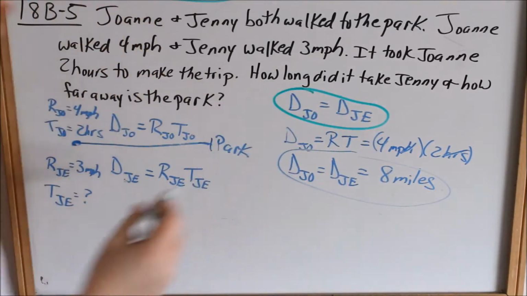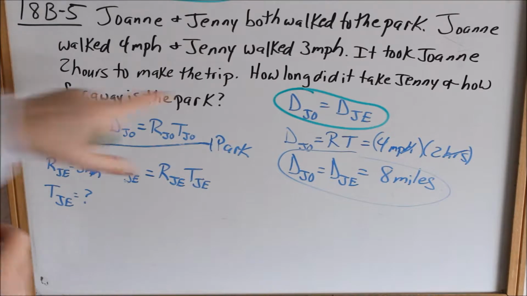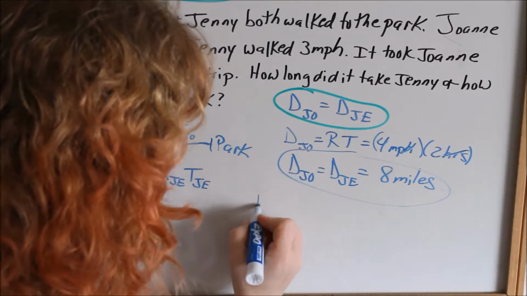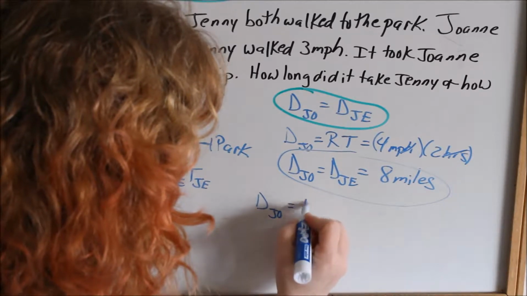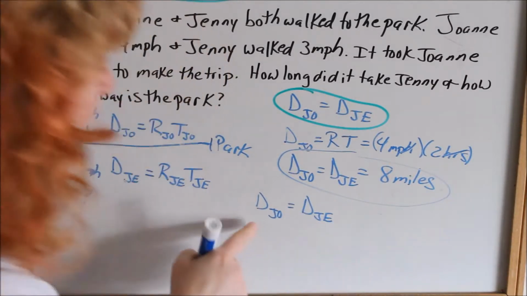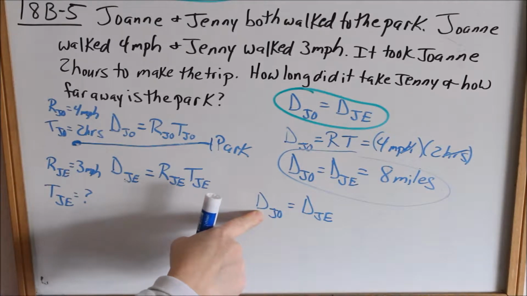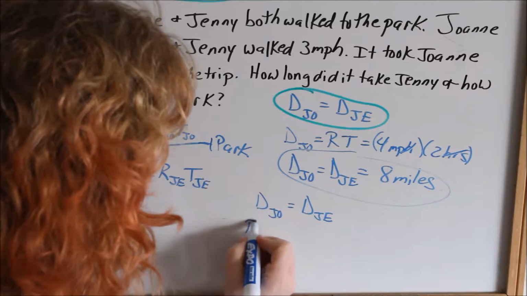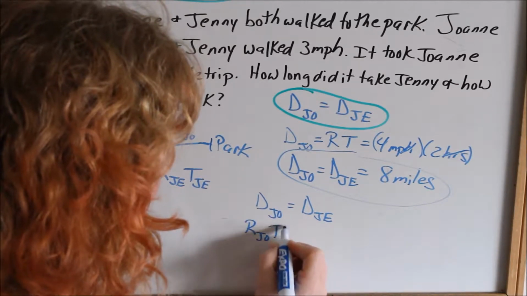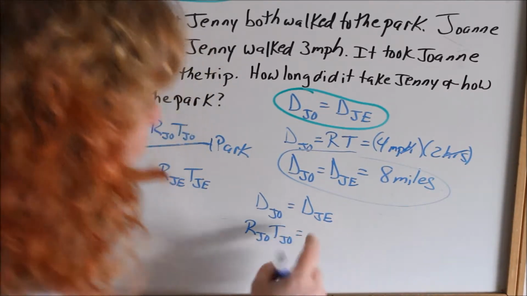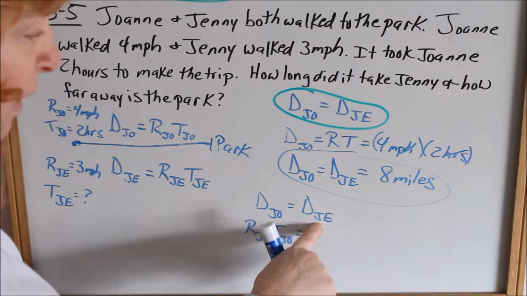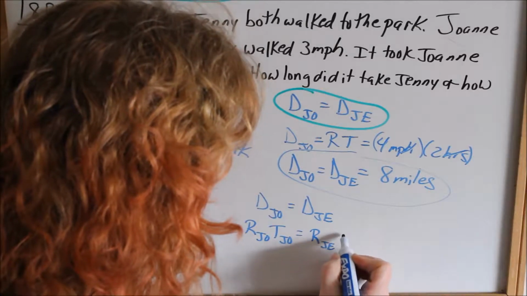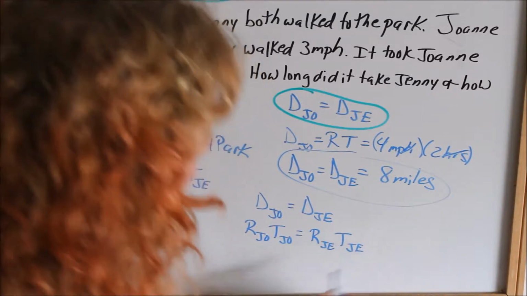We said the distances are equal to each other. But what does the distance of Joanne equal? If I rewrite that, the distance of Joanne equals the distance of Jenny. Well, doesn't distance equal rate times time? So this is Joanne's rate times the time of Joanne. This also equals rate times time, but of Jenny. So that would be Jenny's rate times Jenny's time.